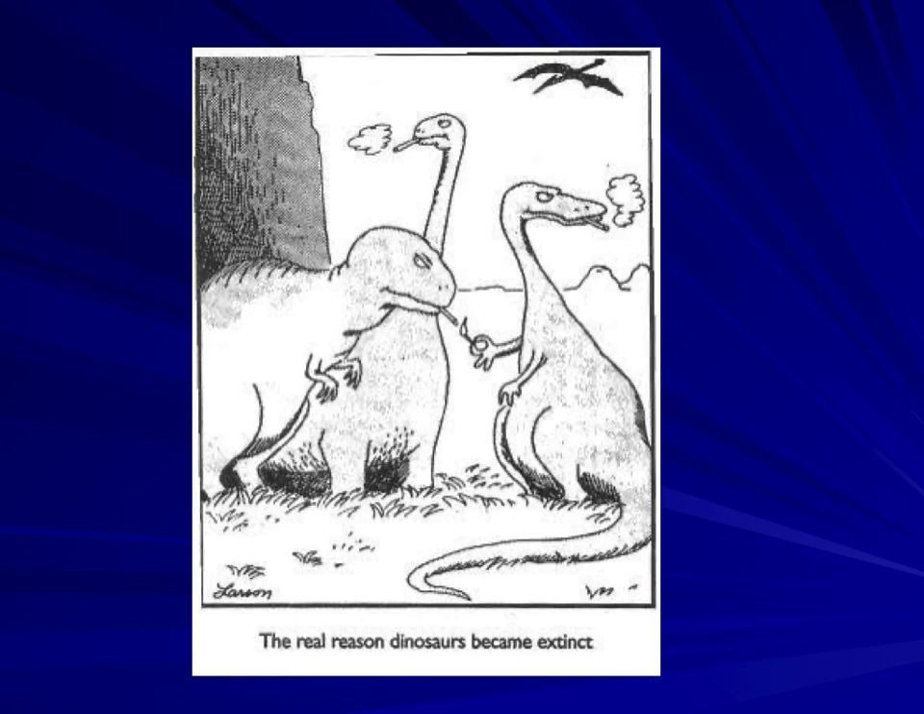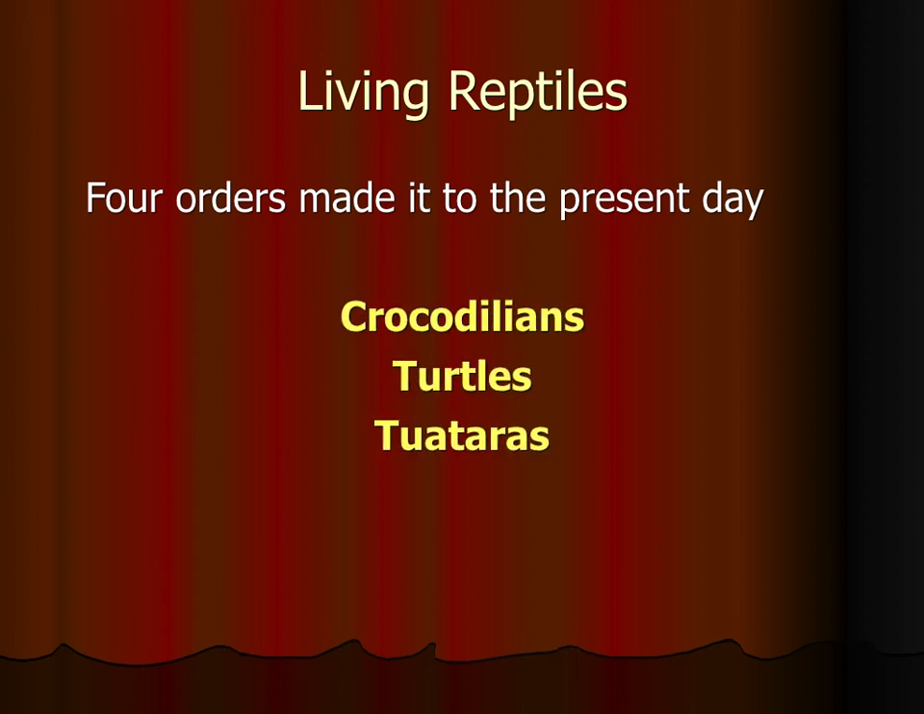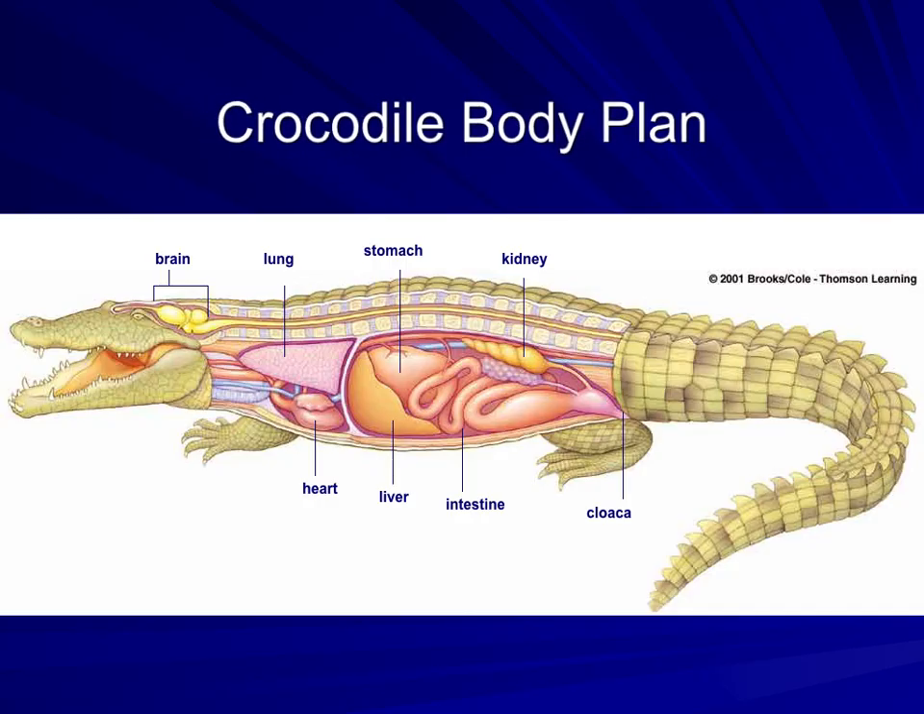So we have a little meme here: the real reason dinosaurs became extinct, joking that smoking is what killed the dinosaurs. So living reptiles have four orders: crocodilians, turtles and tortoises, the tuatara, and snakes and lizards. We already talked about that.